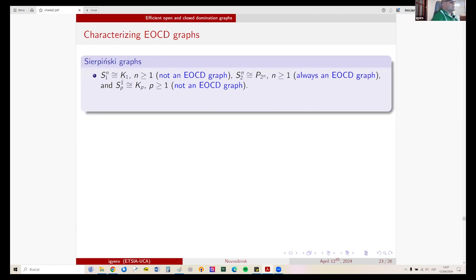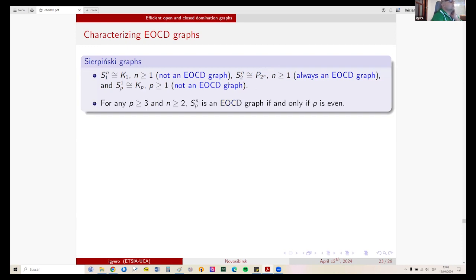For the first case, when we take the smallest case, K1 is just one vertex. Yeah, it's not an efficient open closed domination graph. I mean, it can probably have an efficient open one, but not an efficient closed one, and so on. Then the other one is S2n, which is isomorphic to a path of order 2n, and this always has an efficient open closed domination. We can have an efficient open dominating set and an efficient closed dominating set. And this other case is not an efficient open closed.